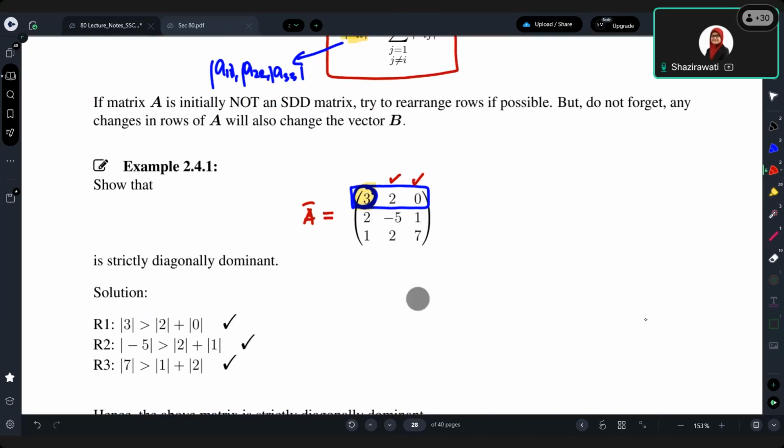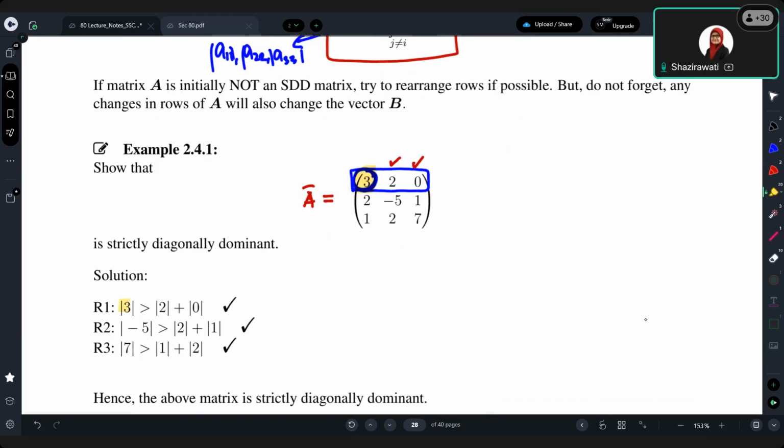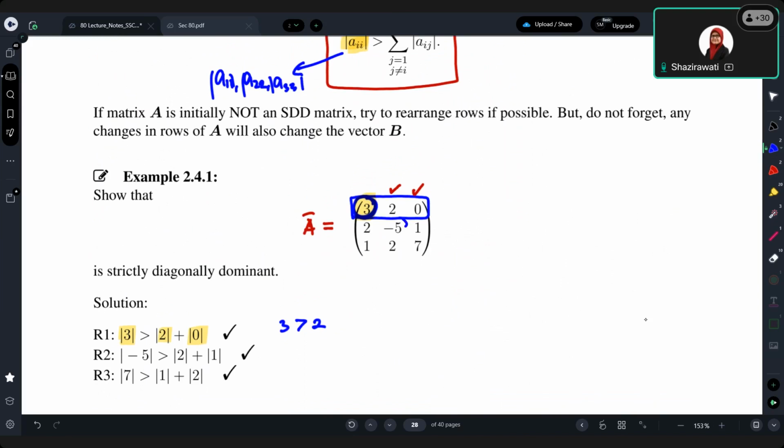So you can see here, row number 1, R1 dekat sini, the positive 3, is it greater than 2 plus 0? In terms of absolute value, kalau element tu negative, you ambil positive dia. So 3 is greater than 2. That is true. And then for row number 2, you are checking for row number 2. Dekat row number 2, the diagonal element dia adalah A22, negative 5 dekat situ.